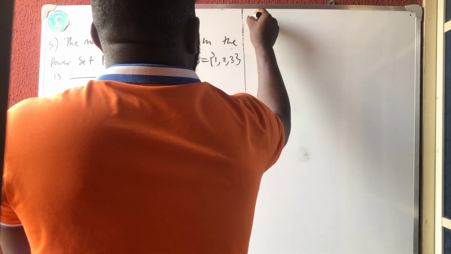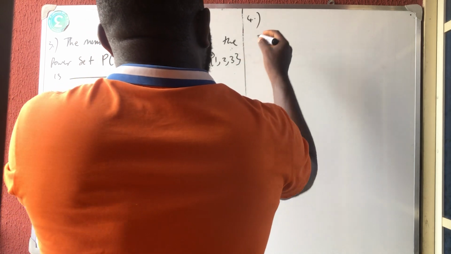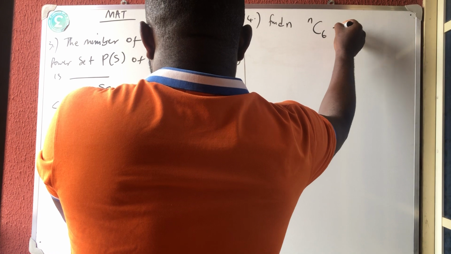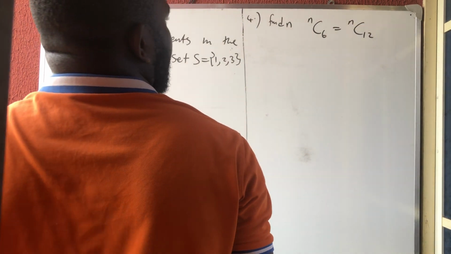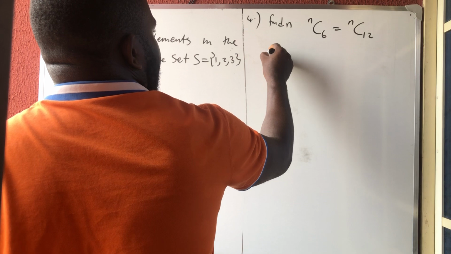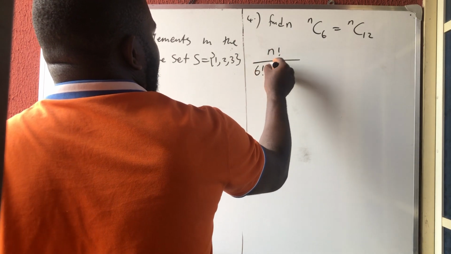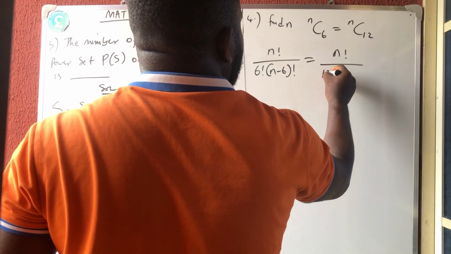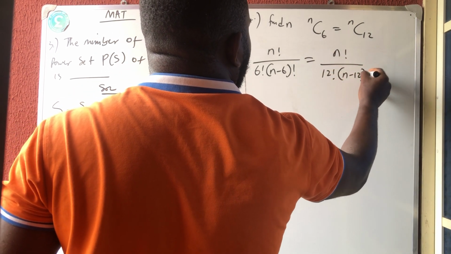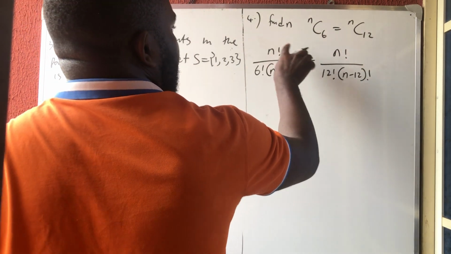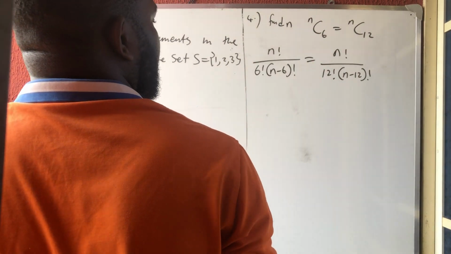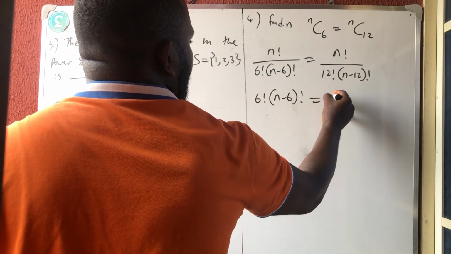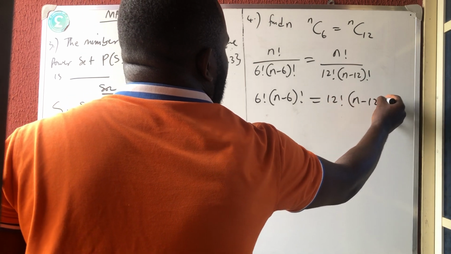Question number 4 said that we should find n if n combination 6 is equal to n combination 12. Okay, now what do we do here? From this one I have n factorial all over 6 factorial, then n minus 6 factorial, is equal to n factorial all over 12 factorial, then n minus 12 factorial. Okay, now n factorial at numerator can cancel n factorial at numerator, so I'm left with 6 factorial into n minus 6 factorial is equal to 12 factorial into n minus 12 factorial.